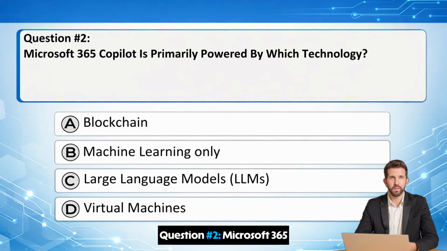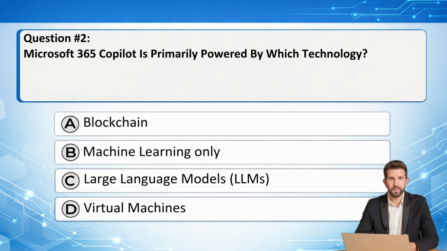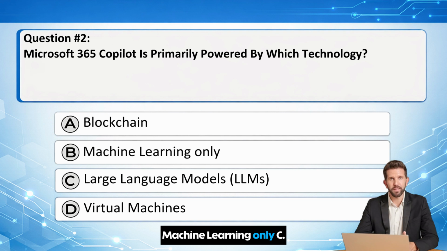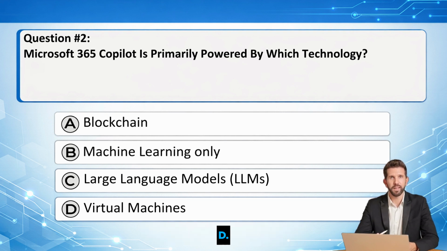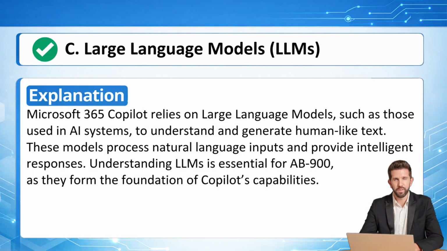Question number 2. Microsoft 365 Copilot is primarily powered by which technology? A. Blockchain. B. Machine learning only. C. Large language models, LLMs. D. Virtual machines. Correct answer C.